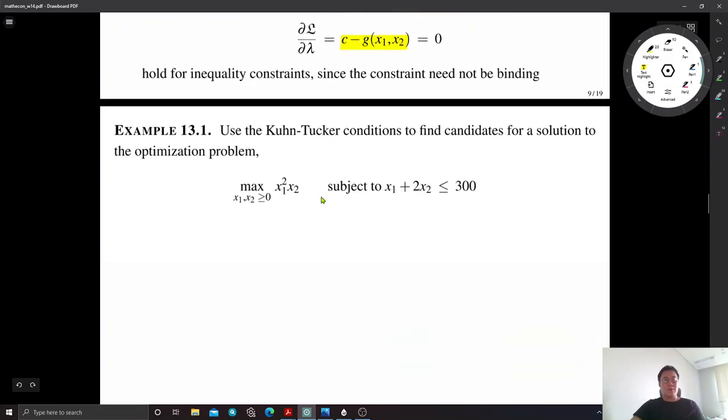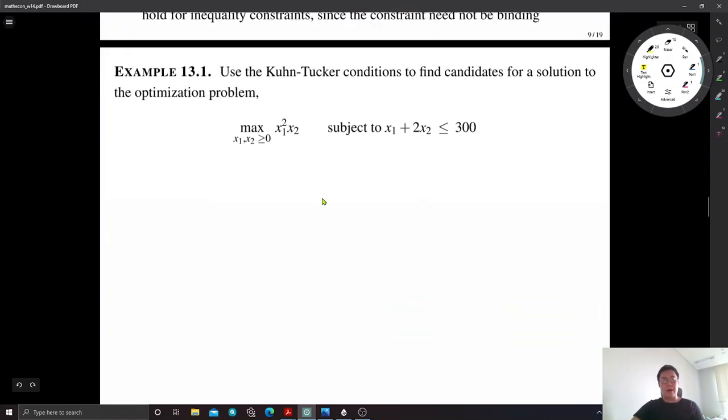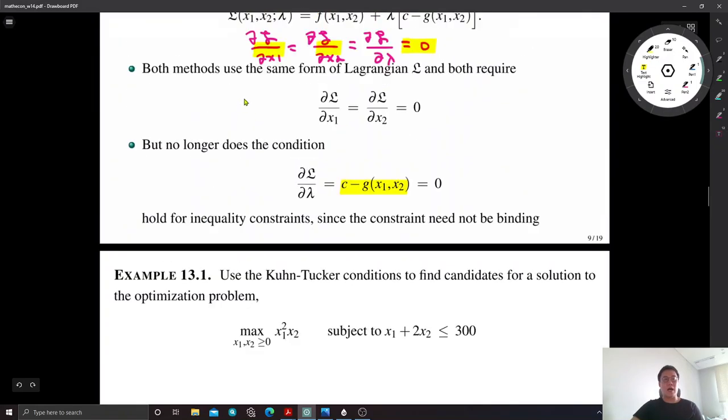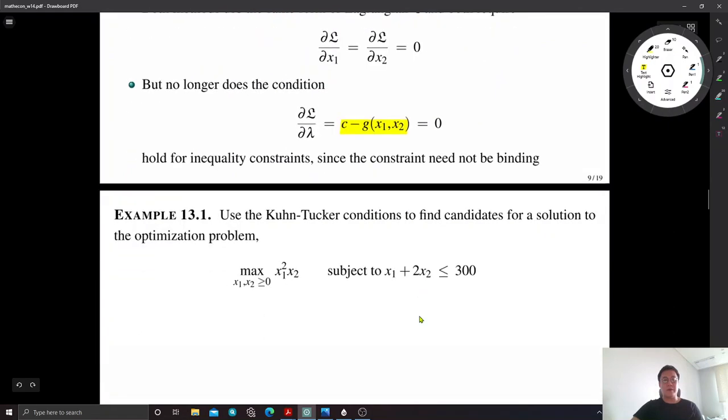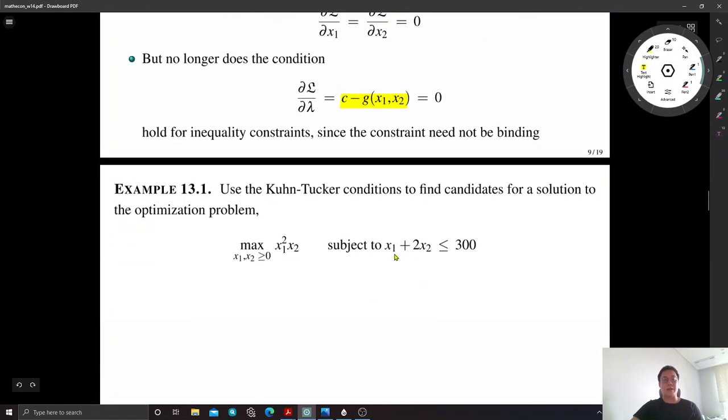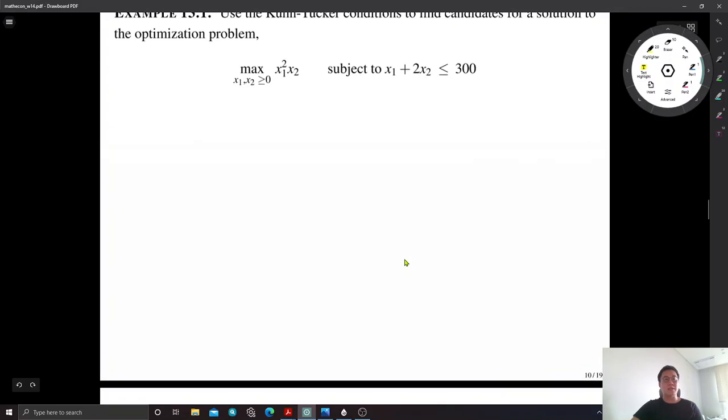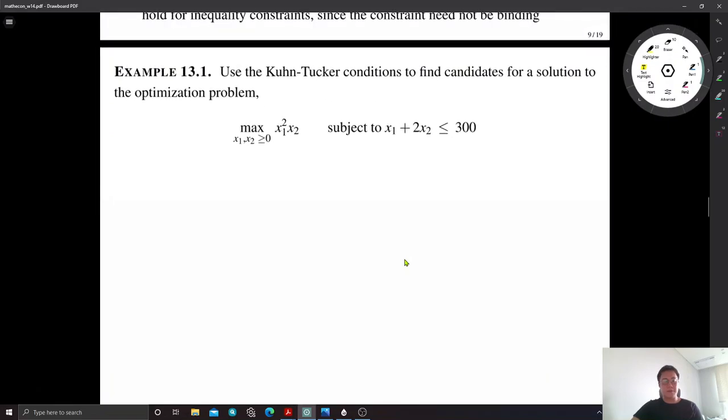Now I'm going to illustrate how this theorem is applied to several examples. First, let me stop the video here, and in the next video, I'll continue to talk about the Kuhn-Tucker theorem.